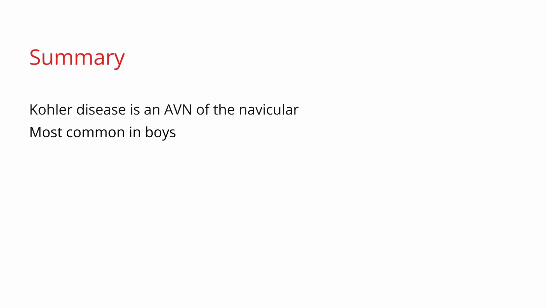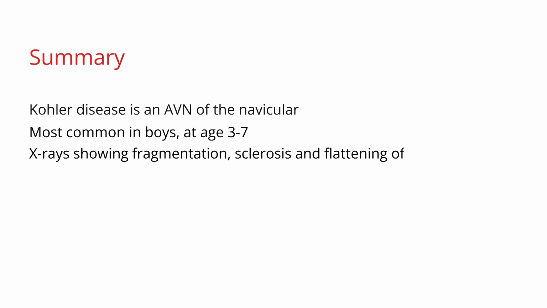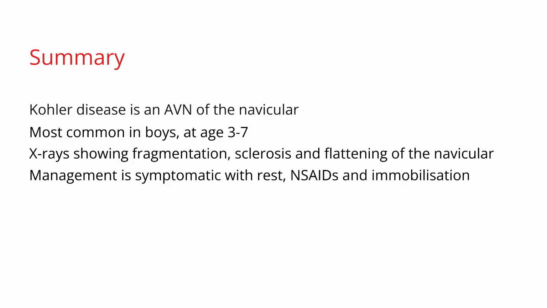So in summary, Kohler disease is an AVN of the navicular that has a predisposition for boys around the ages of 3 to 7, with X-rays showing fragmentation, sclerosis, and a flattening of the navicular. Treatment is symptomatic with rest, NSAIDs, and immobilization, and this is a self-limiting condition.